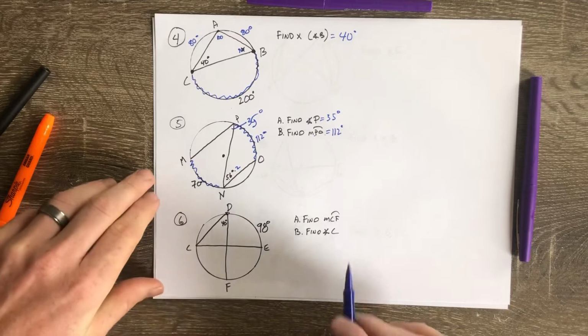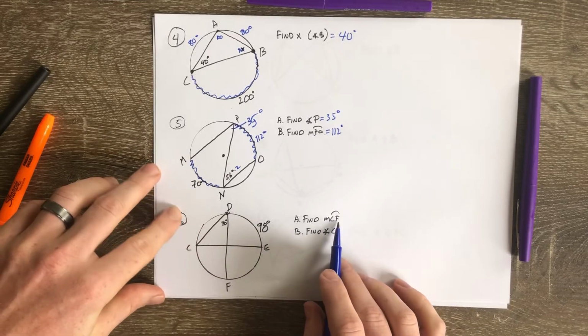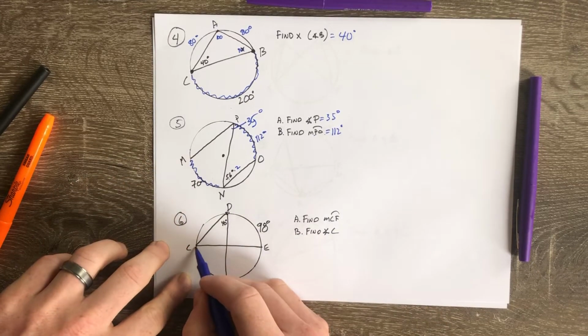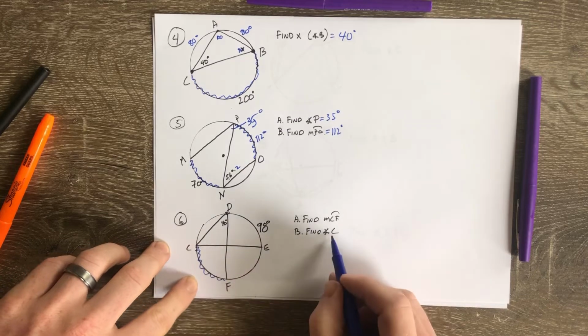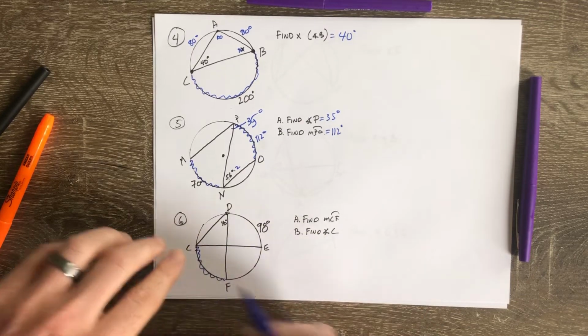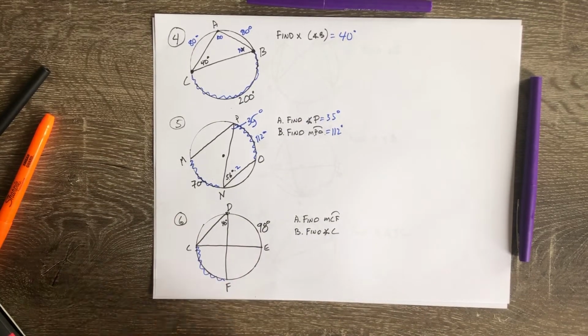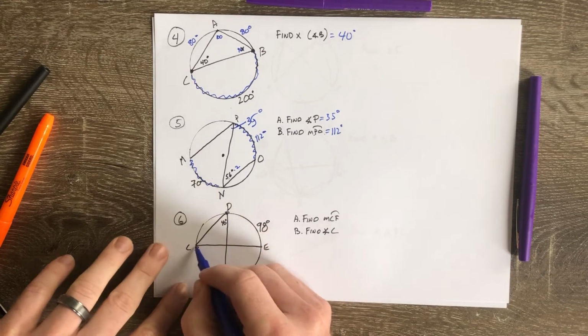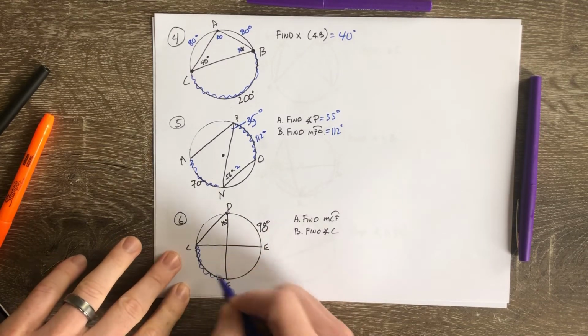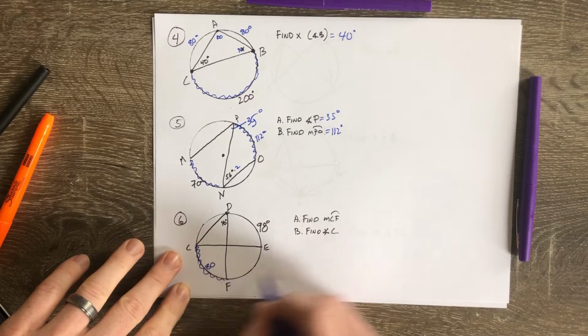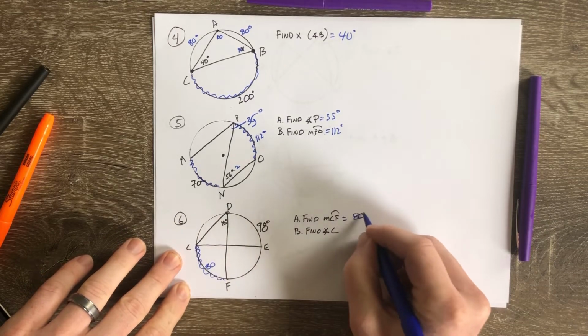Cool. Six, find CF, so from C to F, and angle C. We've got to look for angle C. So this one's very similar to the one we just did. We're going from the angle, it's intercepted by this arc right here, so this has to be double, so CF has to be equal to 80 degrees.